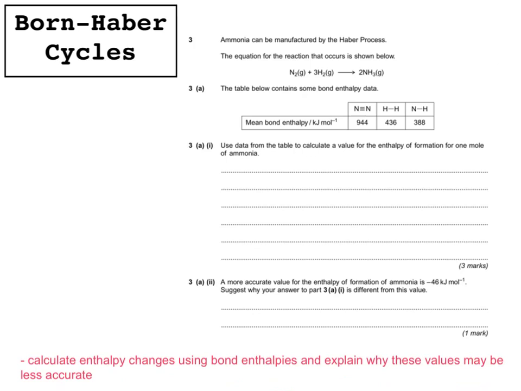So this final aim, be able to use bond enthalpies to do calculations and explain why these values may be less accurate, is really from Chem 2, but you still have to be able to do it for your Chem 5 exam. And again, I'm just going to use an example to go through in order to explain this. So it says ammonia can be manufactured by the Haber process. The equation for the reaction that occurs is shown below. The table below shows some bond enthalpy data, so there it is. So it says use data from the table to calculate a value for the enthalpy of formation for 1 mole of ammonia.